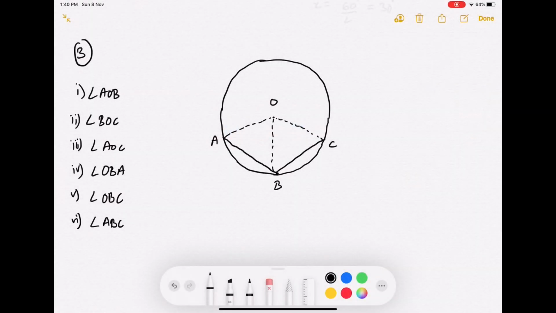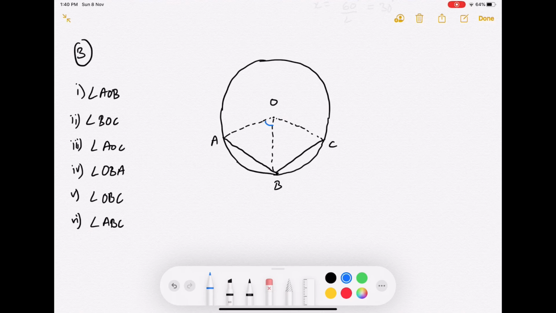In question number 3, we have a circle given with center O, and it says that AB is a side of a regular pentagon and BC is a side of a regular hexagon. And then we have to find out the measures of 6 different angles. So let us look at it one by one. Let us start with the first angle, which is angle AOB. Angle AOB is over here.